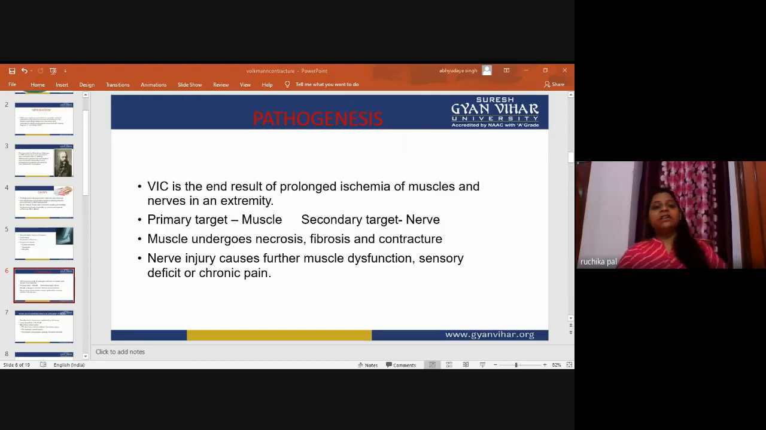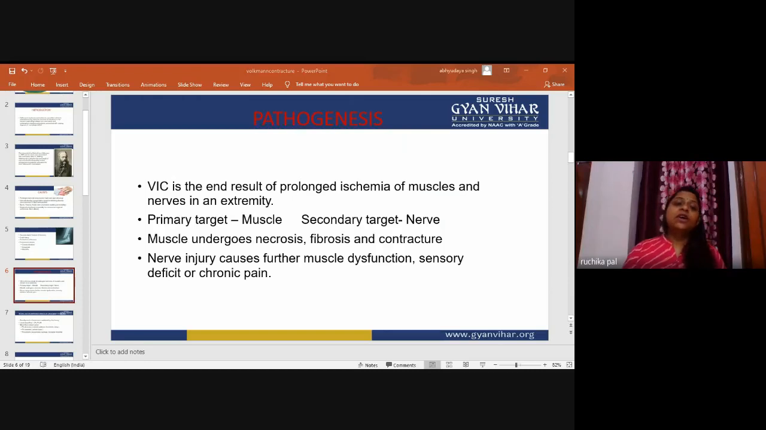So these are the muscles involved. There is a contracture of the muscles also. Usually the flexors of the wrist are involved, though contracture can occur in the extensors of the wrist also, but it is less common. So the muscles typically involved in Volkmann's contracture are the superficial flexors.